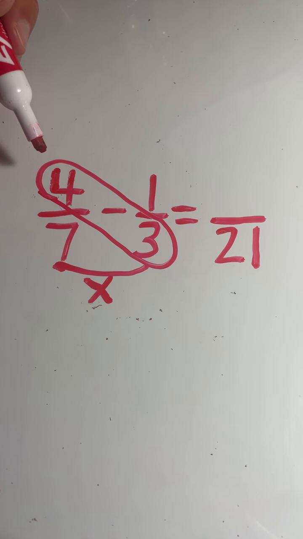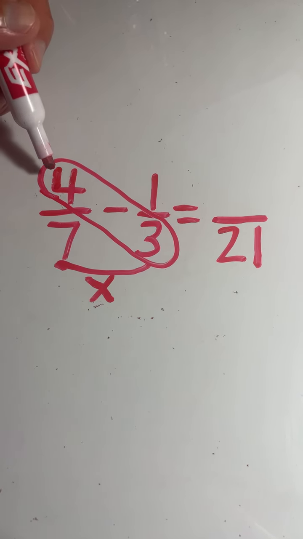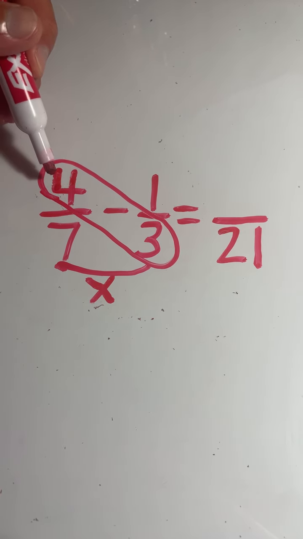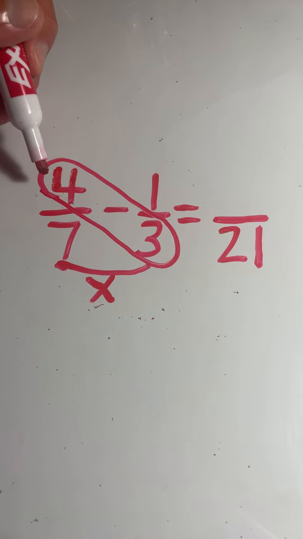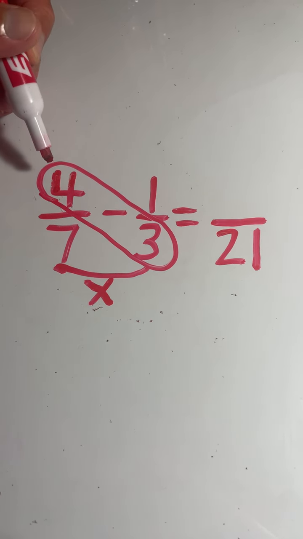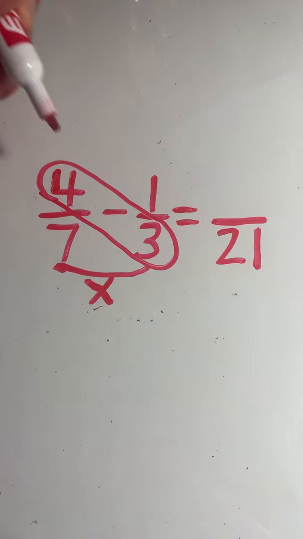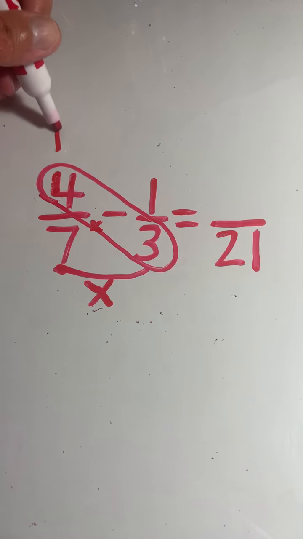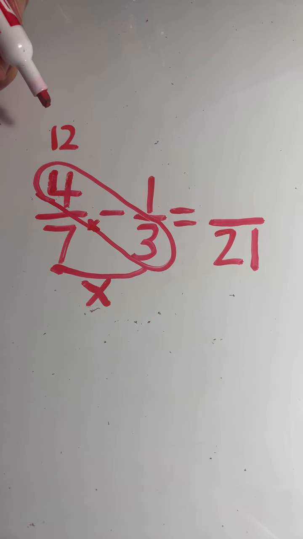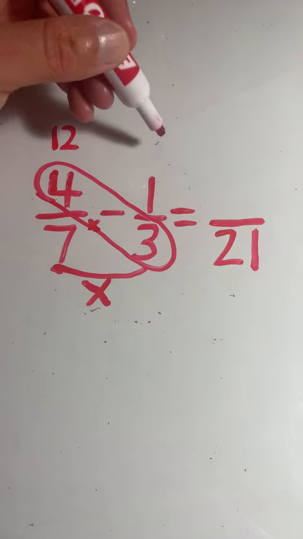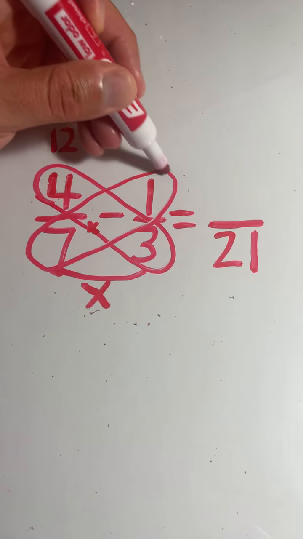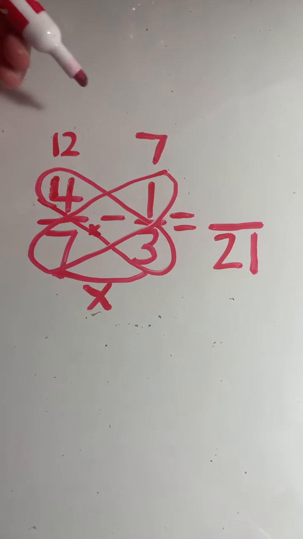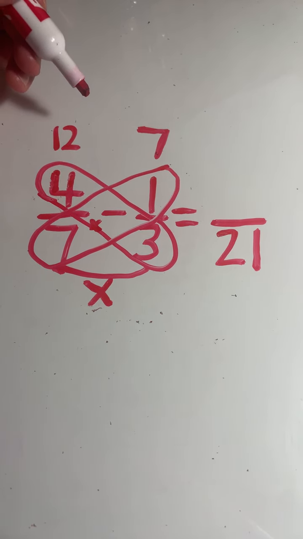We would not multiply 4 and 1, because we're not multiplying the numerators. We're multiplying the numerator times the opposite denominator. So we're multiplying a top number times the opposite bottom number. So 4 times 3 equals 12. 7 times 1 equals 7. At the very end, that's when we work with the numerators.